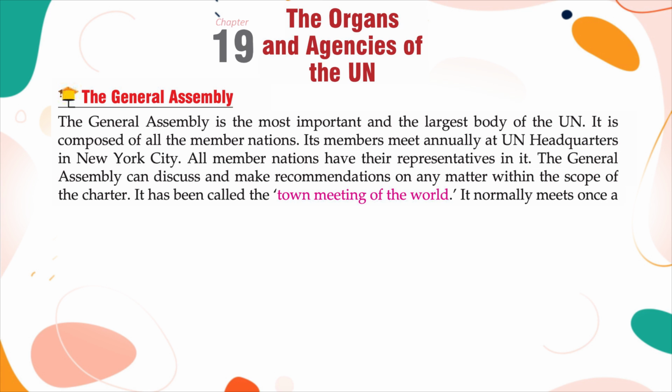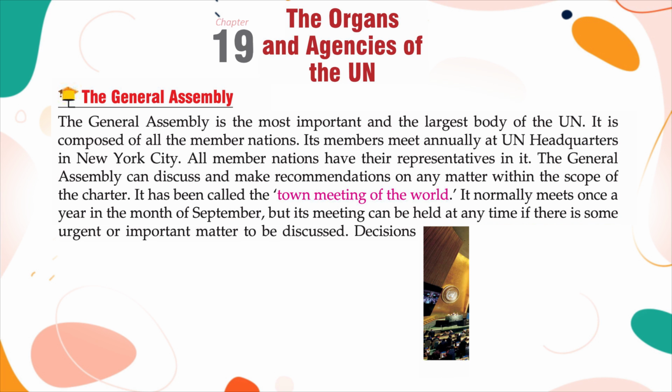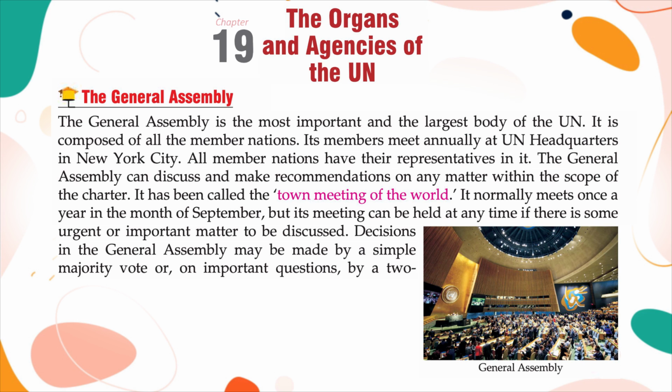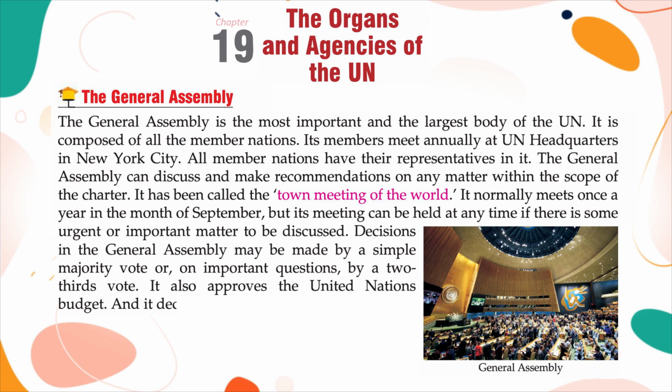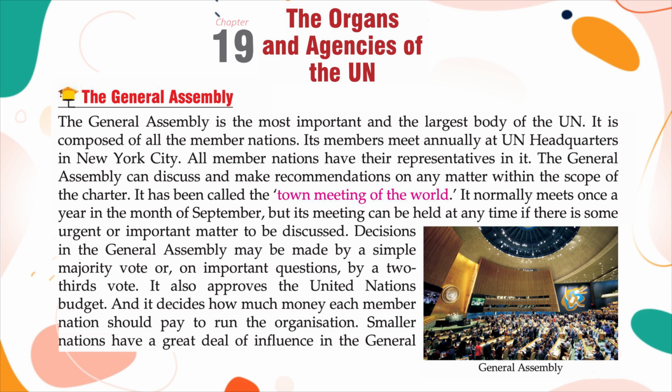It normally meets once a year in the month of September, but its meeting can be held at any time if there is some urgent or important matter to be discussed. Decisions in the General Assembly may be made by a simple majority vote or, on important questions, by a 2/3 vote. It also approves the United Nations budget, and it decides how much money each member nation should pay to run the organization. Smaller nations have a great deal of influence in the General Assembly because each country casts 1 vote.